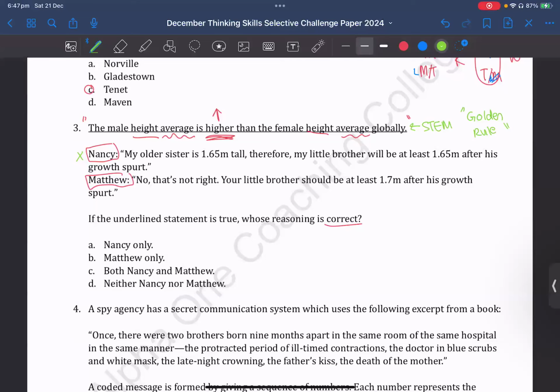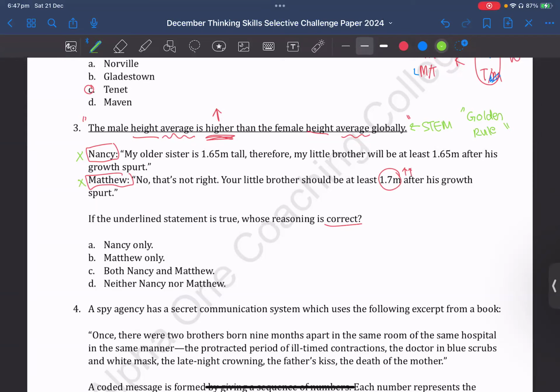Now, moving on to Matthew, no, that's not right. So this means that Matthew is actually disagreeing with what Nancy has said. And Matthew also mentions that your little brother should be at least 1.7. So this means Matthew is trying to say, no, no, no, your brother should be taller than your sister because the male height average is higher than the female height. It's basically the same reasoning as earlier.